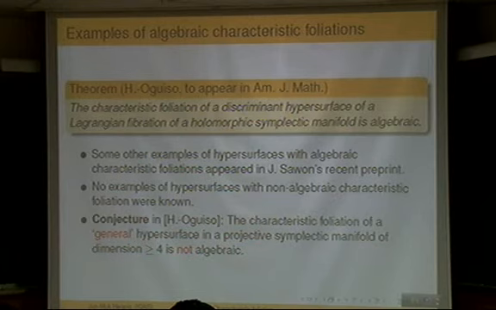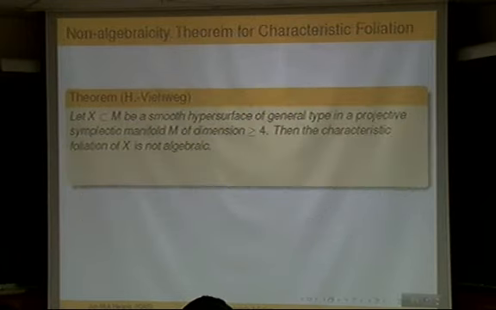That's the conjecture. And this is the main result today. It's a result I recently obtained with a collaborator. Suppose you choose a smooth hypersurface of general type in a projective symplectic manifold of dimension at least 4. Then the characteristic foliation of X is not algebraic. I think this is the first example of such a hypersurface with non-algebraic characteristic foliation.